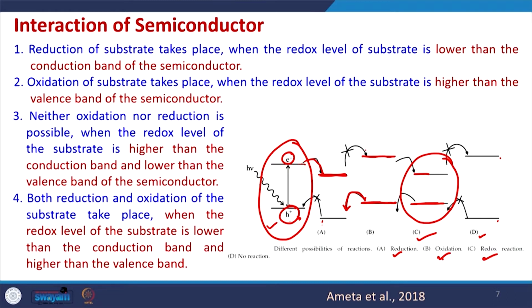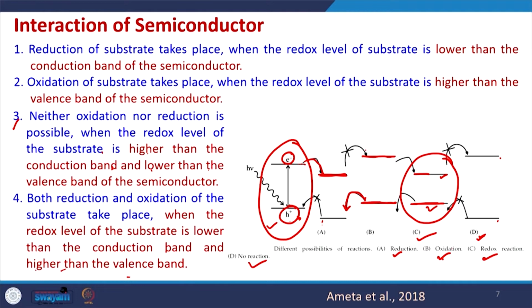So, we can see here what is written in the third: neither oxidation nor reduction is possible when the redox level of the substrate is higher than the conduction band and lower than the valency band, which is like D, stage D. Now, both reduction and oxidation of substrate take place when the redox level of the substrate is lower than the conduction band, which is here, and higher than the valency band. So, under this condition both oxidation and reduction are possible.